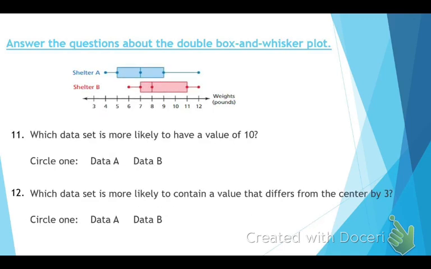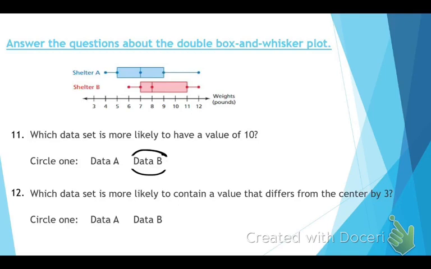All right, final 2 questions. Which data set is more likely to have a value of 10? Raise your hand if you said data A. Who said data B? Data B is correct. Notice right here, if this is where the 10 is, and I want to figure out which box I would land in, data set B. Next one, what did you get? Raise your hand if you got A. Raise your hand if you got B. All right, we're like 50-50 on this one, okay?